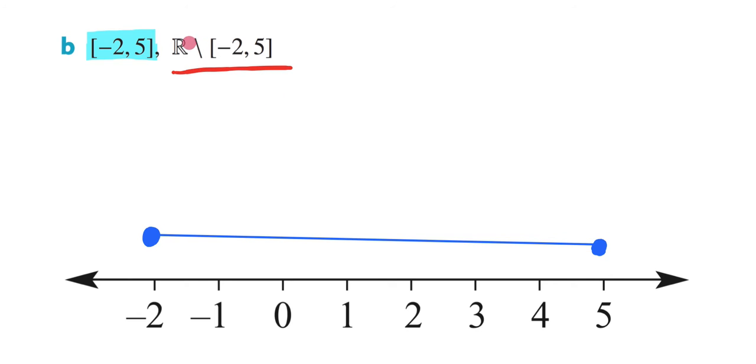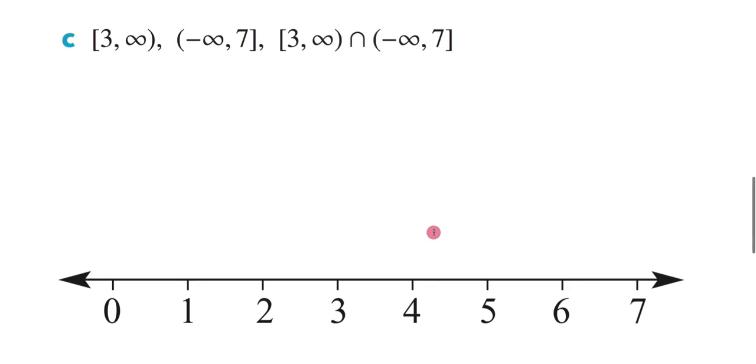We're asked to draw in all real numbers excluding -2 to 5 square brackets. Now, we've drawn in -2 to 5. So now it's asking us to draw in all real numbers excluding these. Well, if it's excluding these, that means I'm not going to include -2, and then it's going to be everything to -infinity. And I'm not going to include 5, and it's going to be everything to infinity. And this is what your answer should look like.